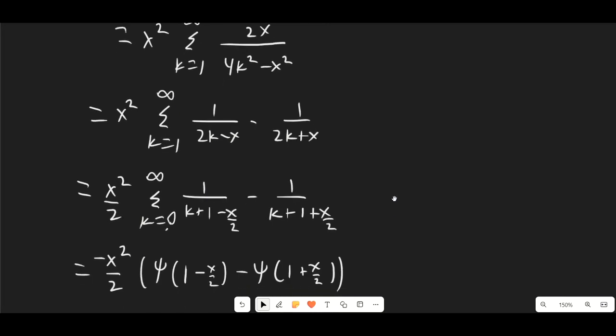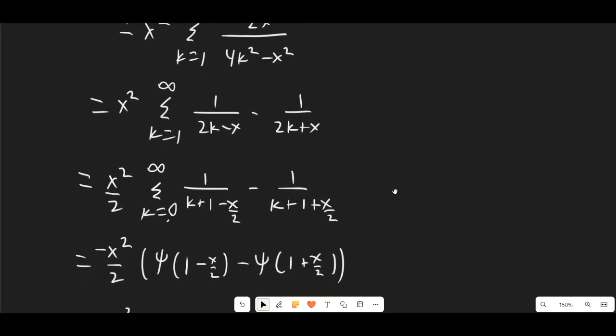And then we're going to shift the index. The reason we shift the index is because we want this to be a sum from k equals 0 to infinity, because it allows us to apply the digamma function. So we shift the index, which makes this 2k + 2 - x and 2k + 2 + x. And then we divide by 2 on the top and bottom. So we get x squared over 2 times the sum from k equals 0 to infinity of 1/(k + 1 - x/2) minus 1/(k + 1 + x/2).